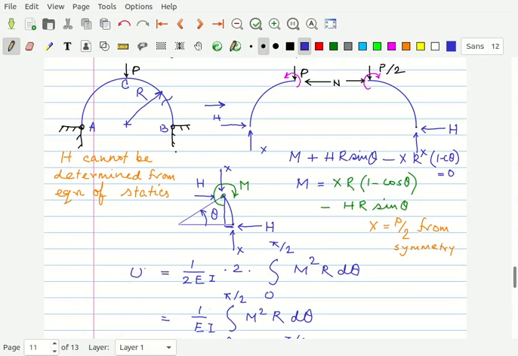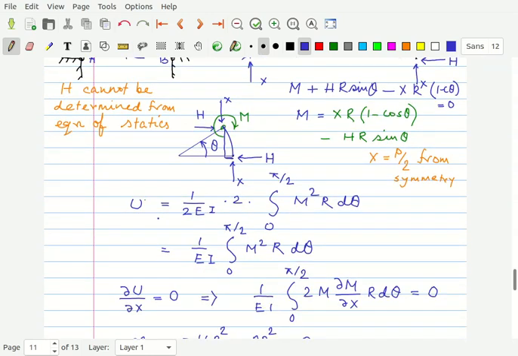Now see, from symmetry, if this angle is theta, from theta equal to 0 to pi by 2, you compute the strain energy and then you double it to get the strain energy in the whole of the arc. So that's precisely what is done. 1 by 2 EI, it is multiplied by 2, and the integration is done between 0 to pi by 2.